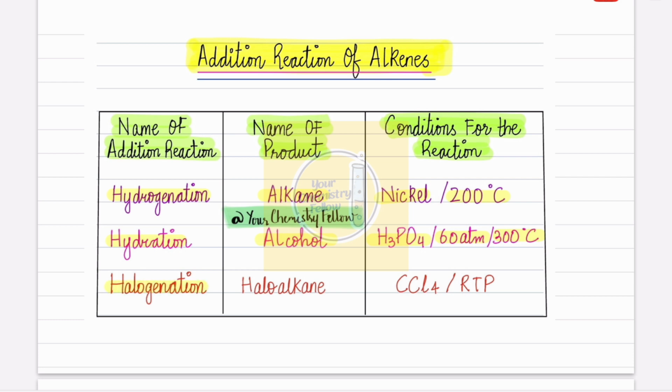Next is the halogenation reaction. Halogenation is the addition of a halogen molecule to an alkene to form a haloalkane. This reaction takes place at room temperature and pressure in the presence of carbon tetrachloride as a solvent. And bromination is the halogenation reaction in which alkene molecules are reacted with aqueous bromine to form bromoalkanes, and this reaction is used to distinguish between alkanes and alkenes. Basically, this reaction is used to test the unsaturation in a compound. So this is all about the alkenes, their reactions and their properties.